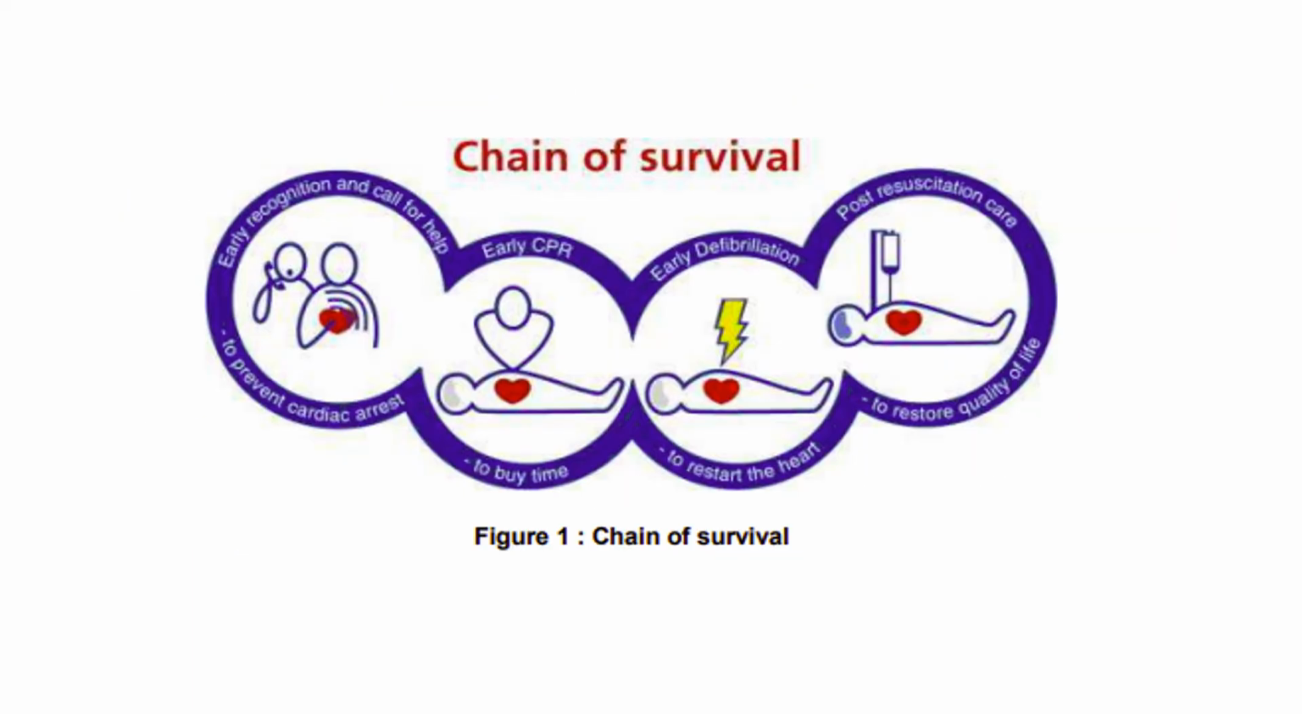So this is the chain of survival. Very important to early recognize the situation. So early recognition is very important to prevent cardiac arrest. So if you recognize there is a problem, should start with the early CPR. Then we can give an early defibrillation, yeah, in order to restart the heart. And the last in the chain is post resuscitation care. This is in order to restore the quality of life. So that is the chain of survival in basic life support.